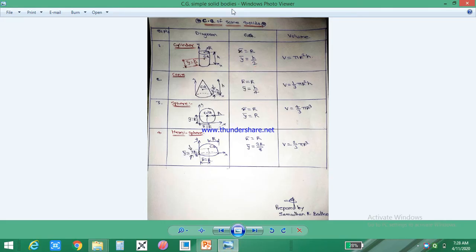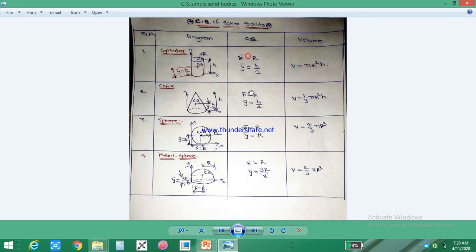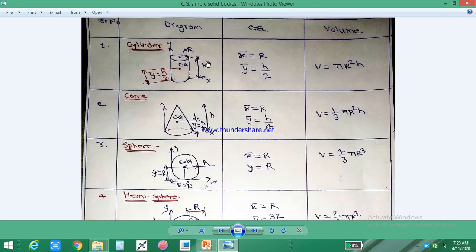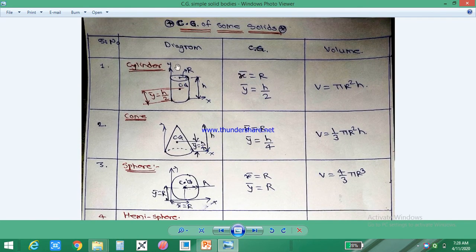So here is the center of gravity of some solid figures, some commonly given problems on solid figures, that is cylinder, cone, sphere and hemisphere. First is the cylinder. Just see the diagram over here, you can draw it like this, and it is placed in the first quadrant as usual.